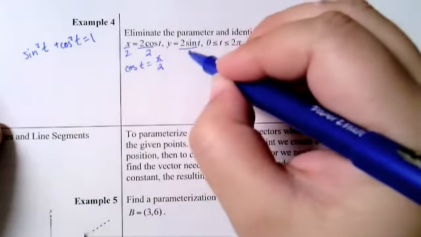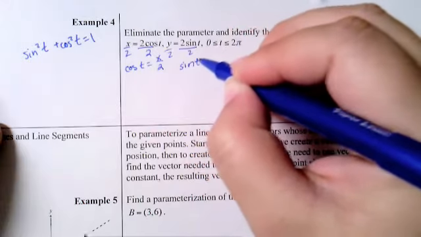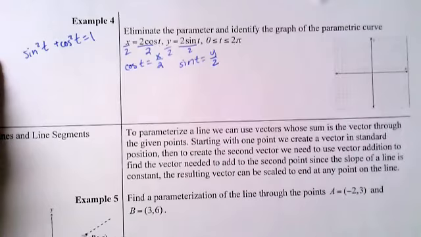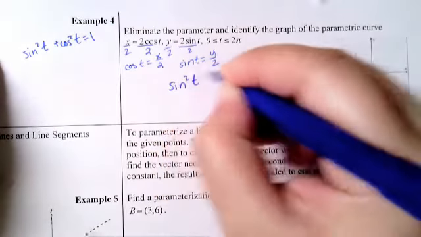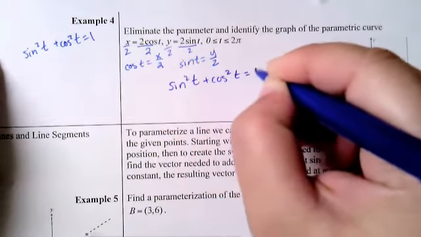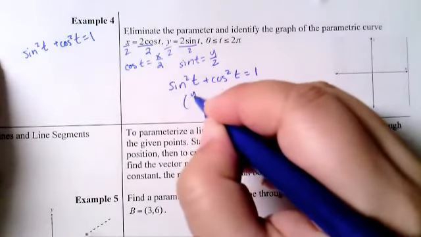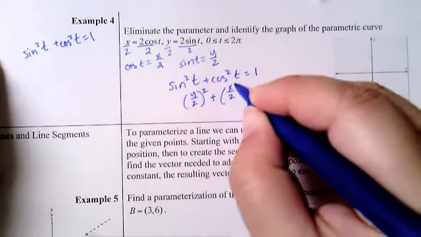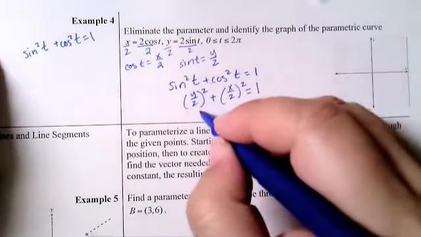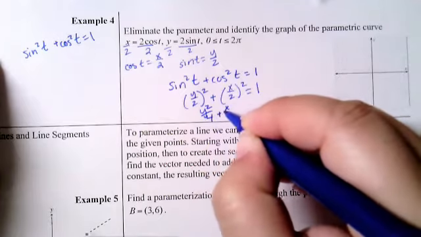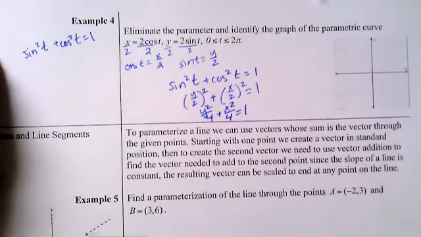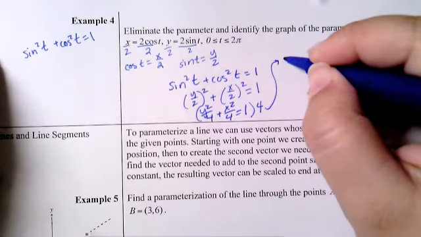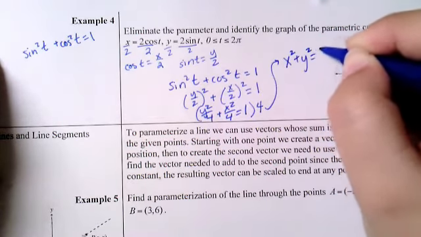For my second equation, I can solve for sine. Sine is y over 2. I'm going to go ahead and substitute that into the Pythagorean identity. Sine squared plus cosine squared is 1. Sine is y over 2, so that becomes (y over 2) squared. Cosine is x over 2, so that becomes (x over 2) squared equals 1. This becomes y squared over 4 plus x squared over 4 equals 1. And then if we multiply everything through by 4, we end up with x squared plus y squared equals 4.